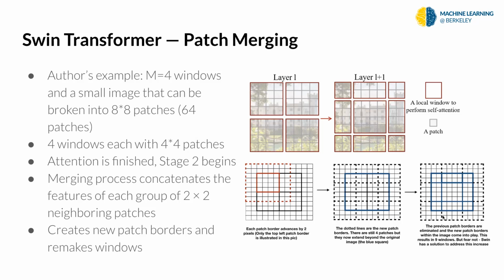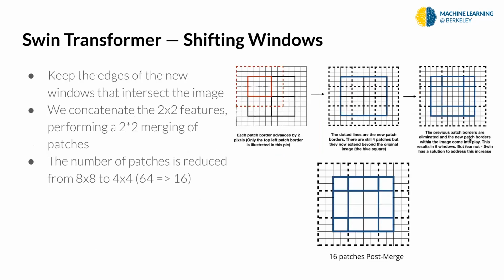And these intersections are what represent our new patch borders, as you can see over here. So now we've gone from 4 patches to 9 patches, or 4 windows to 9 windows, where each one of these windows has a different number of patches. How can we now combine these to be something relevant to the next step of our shifted window MSA process?